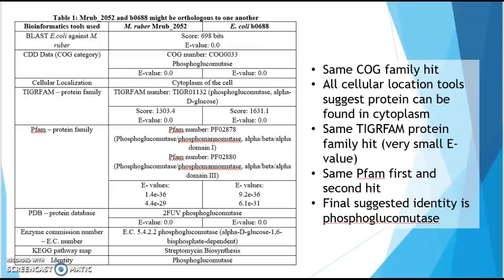And then another bioinformatics tool was PFAM, which also compared the amino acid sequences to protein families. Both genes, again, were identical in their matchups with these protein families. All of these bioinformatics tools suggested that both genes are orthologous and that they code for the protein phosphoglucomutase.